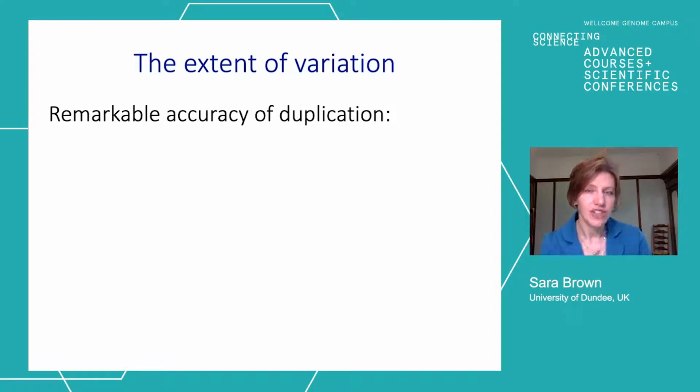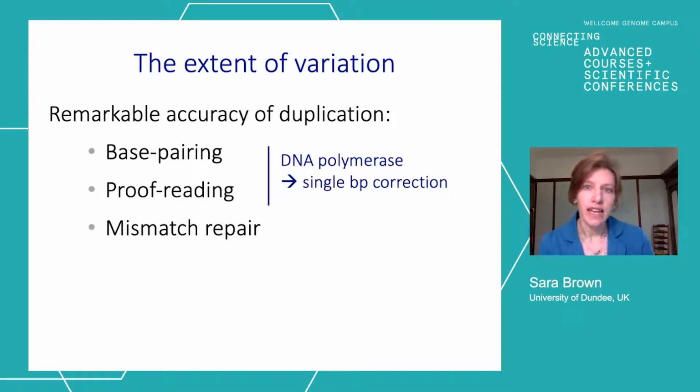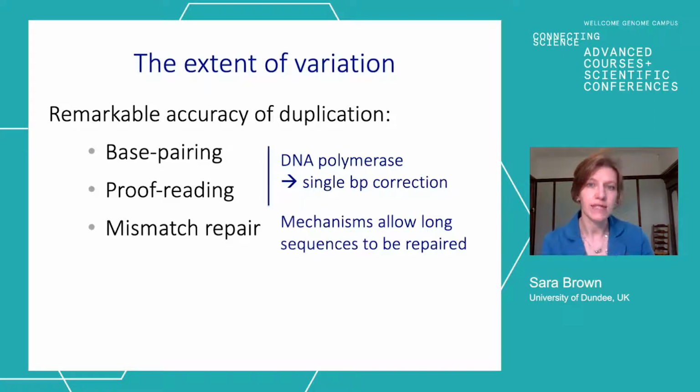So given this huge extent of variation, it's very important that we have this remarkable accuracy of duplication. And this is largely because of base pairing, the way that DNA replicates itself, but we also have these mechanisms of proofreading and mismatch repair. So DNA polymerase is the enzyme that can correct single base pair mistakes. And then there are separate mechanisms that allow longer sequences to be repaired when mistakes have occurred.